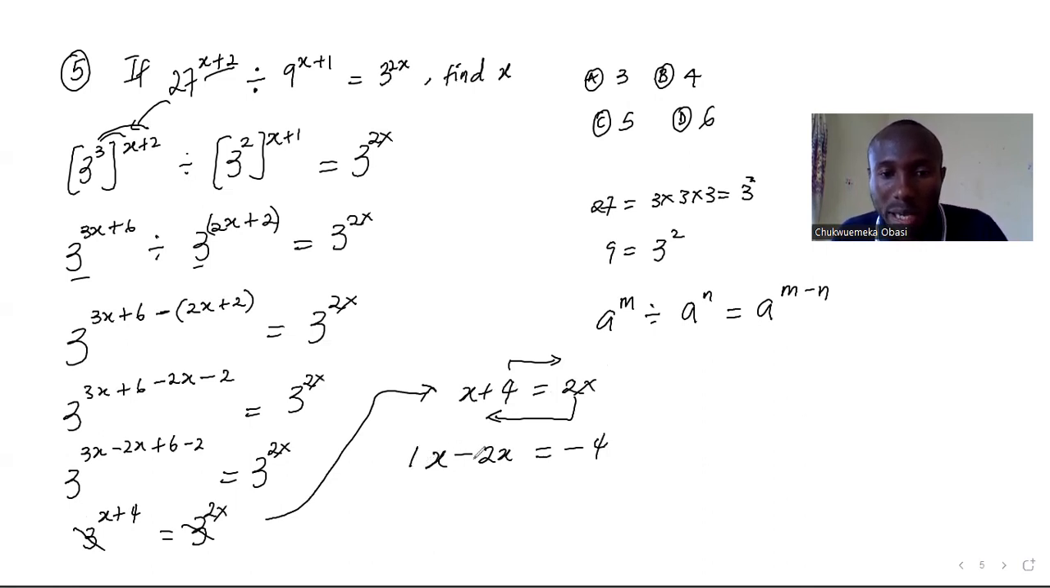x, this is like 1x minus 2x will give me minus x, equal to minus 4. And of course, if you multiply both sides by minus, this minus will cancel out. So therefore, x is equal to 4. So option B is our correct answer.